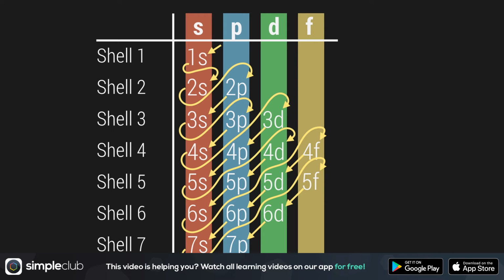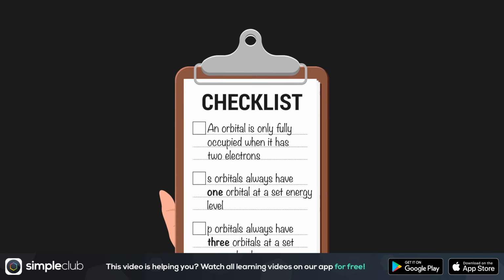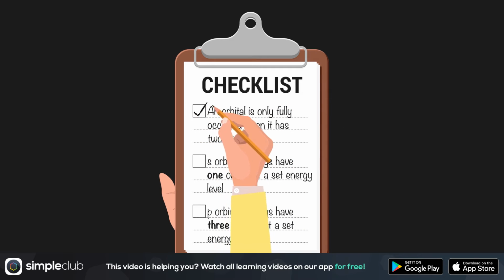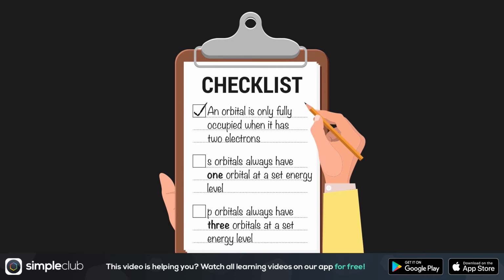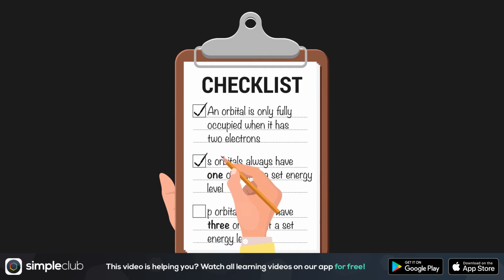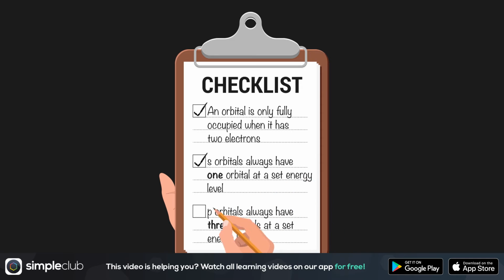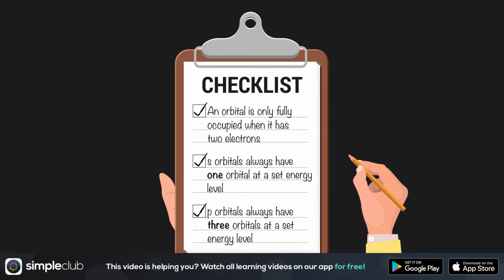Does all that sound theoretical to you? Then let's look at it using an example. But before that, here's a short checklist of things you should always keep in mind when filling atomic orbitals. Firstly, an orbital is only fully occupied when it has 2 electrons. And secondly, s orbitals always have 1 orbital at 1 energy level that can allow for double occupancy, whereas p orbitals are split up into 3 orbitals at the same energy level.